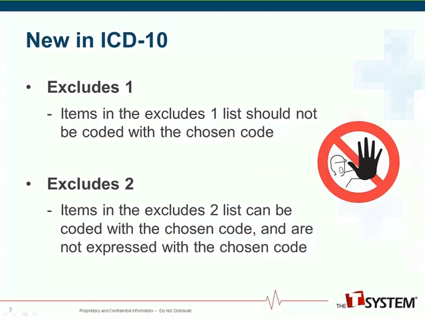One more item that is new for ICD-10 is the Excludes 1 and Excludes 2 lists that are in the tabular listing. Excludes 1 means that the items in that list should never be coded with the chosen code, or another way to express that is that they're mutually exclusive. The Excludes 2 list says the items in that list can be coded with that code. It's saying that this condition is not described by anything in that Excludes 2 list, and if it is applicable, you should code it.